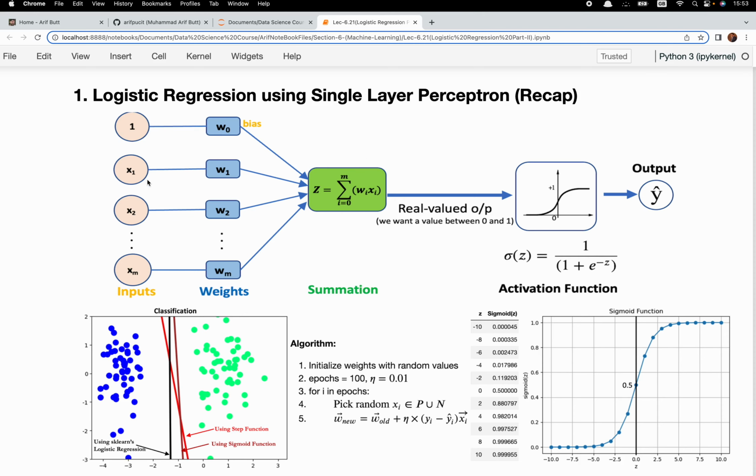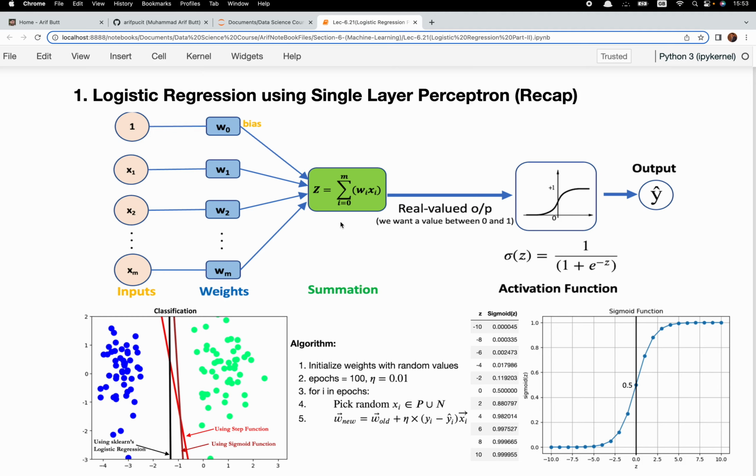These input values or feature vector is fed into the perceptron. Each input feature has an associated weight, which determines the contribution of that input feature in the final output. And this bias at the very top, represented by W0 over here, is a constant term that allows the perceptron to adjust the decision boundary.